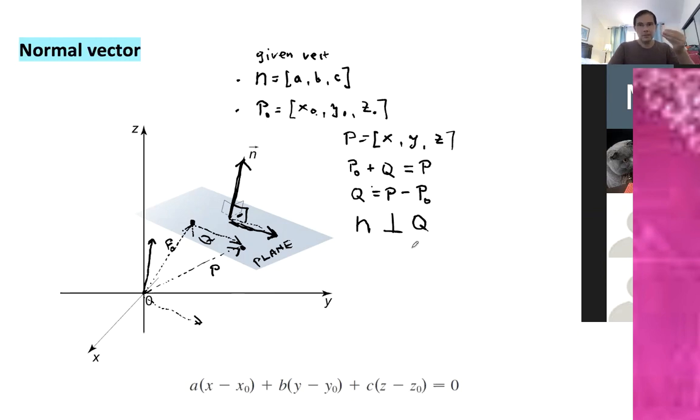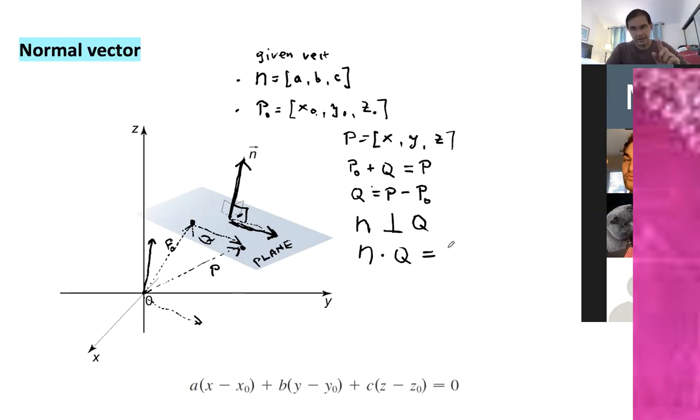Now, what does it mean that two vectors are orthogonal? It means that the dot product of those two vectors is equal to what value? The dot product equals 0. Excellent, that's exactly what it means. So now let's see what this equation says: N dot Q is equal to 0.